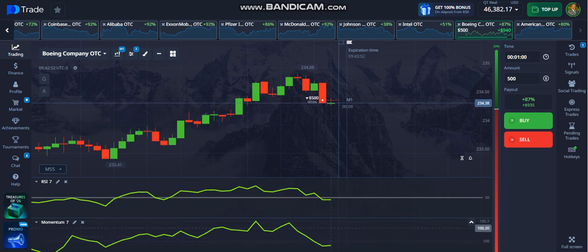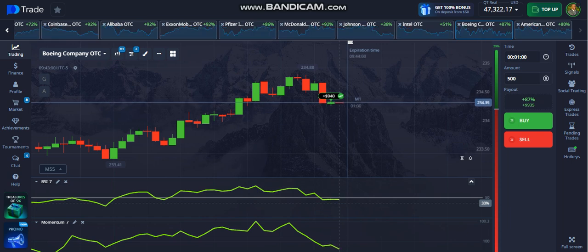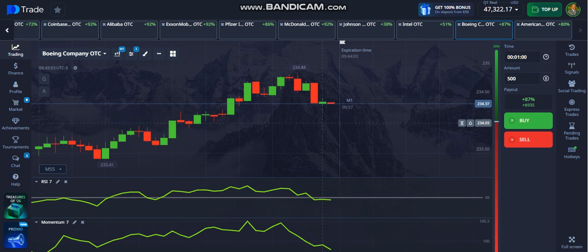As soon as that RSI line crossed below the 50 line, that's the first trigger here. Okay, so we won that trade also. So let's pause the video and look for the next setup.